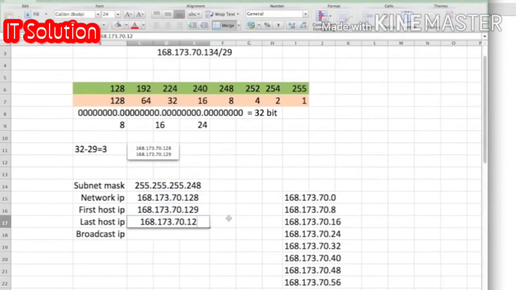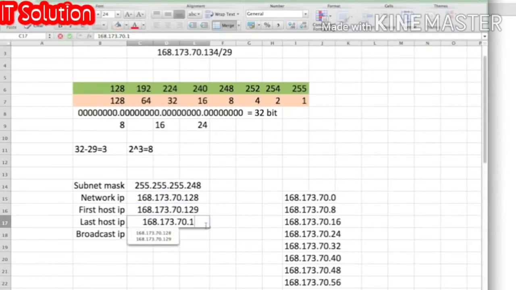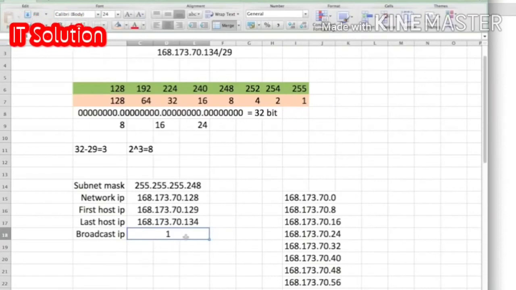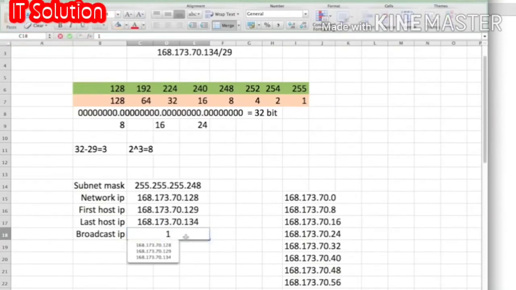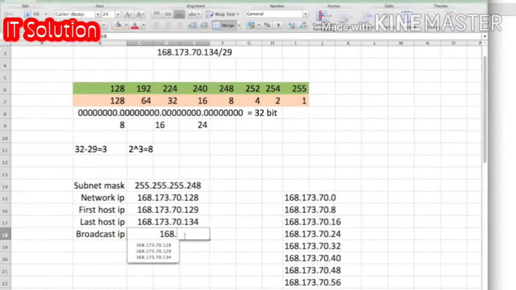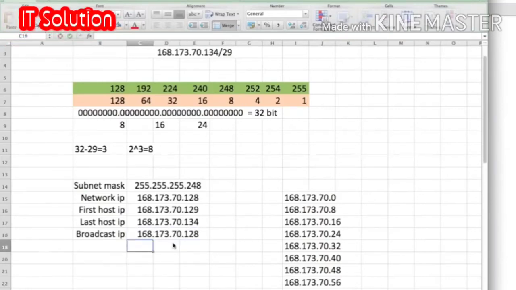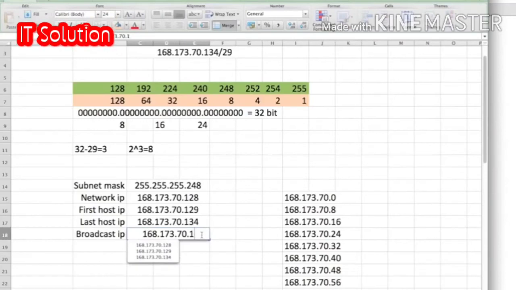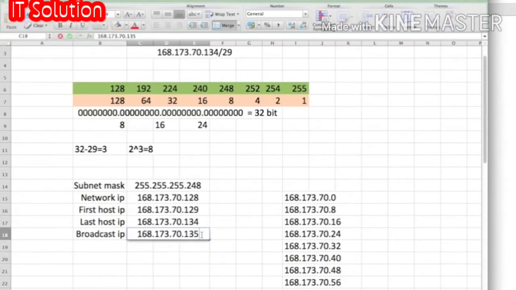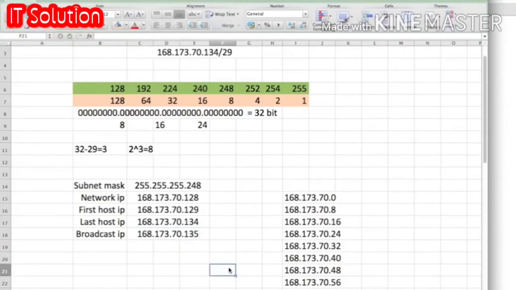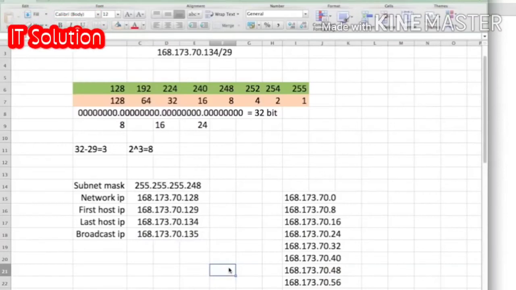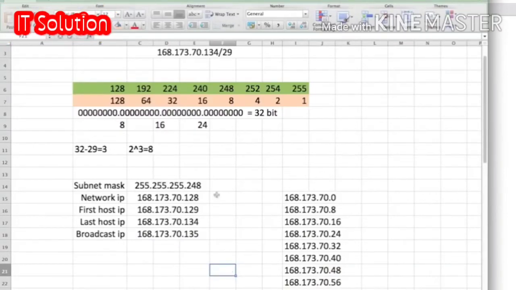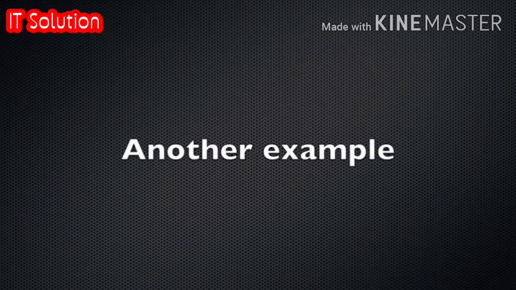So this was the last ID, 134. So the broadcast ID is 168.173.135. Simple. Easy, right? So it's not that difficult. We find out what the subnet mask was. We found out what the first available IP is, what the network ID was, the last IP, and the broadcast IP.